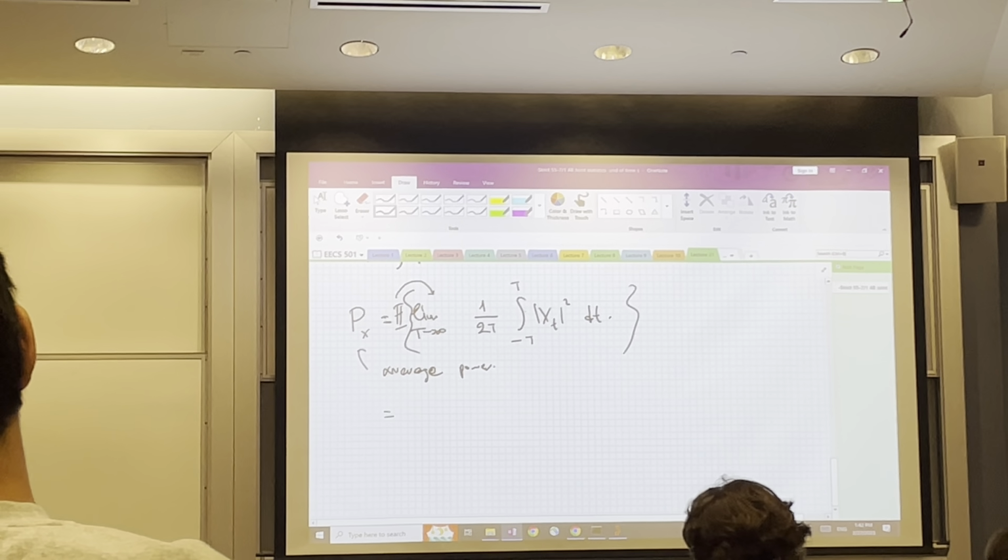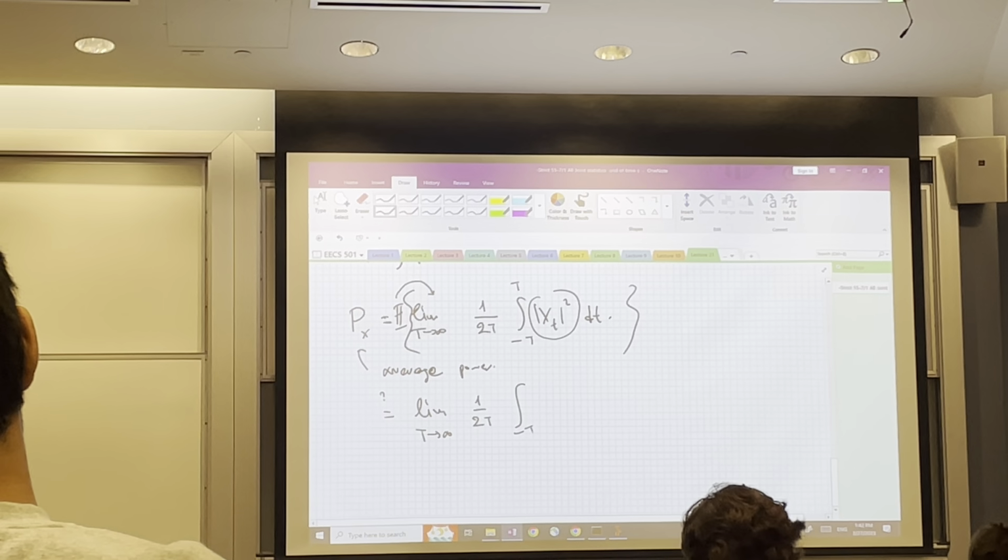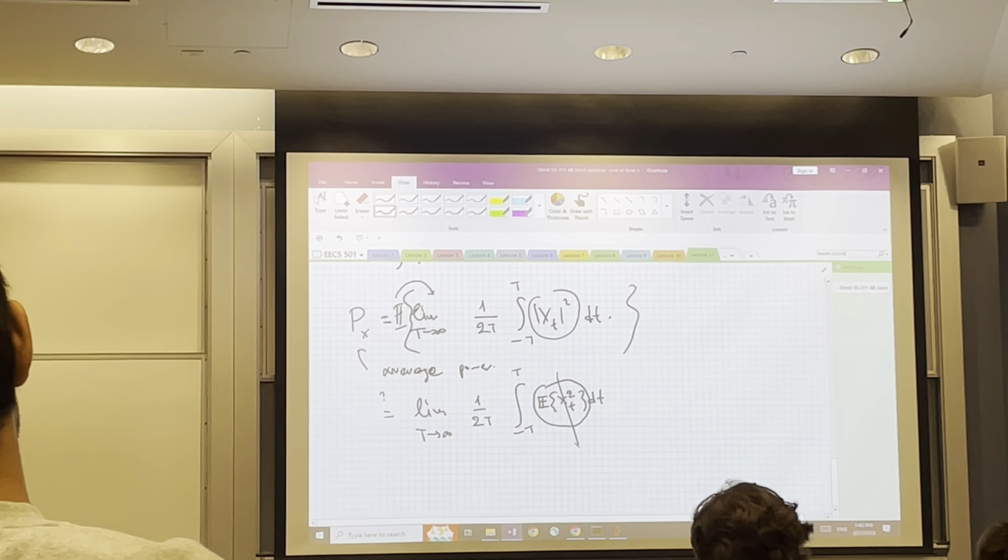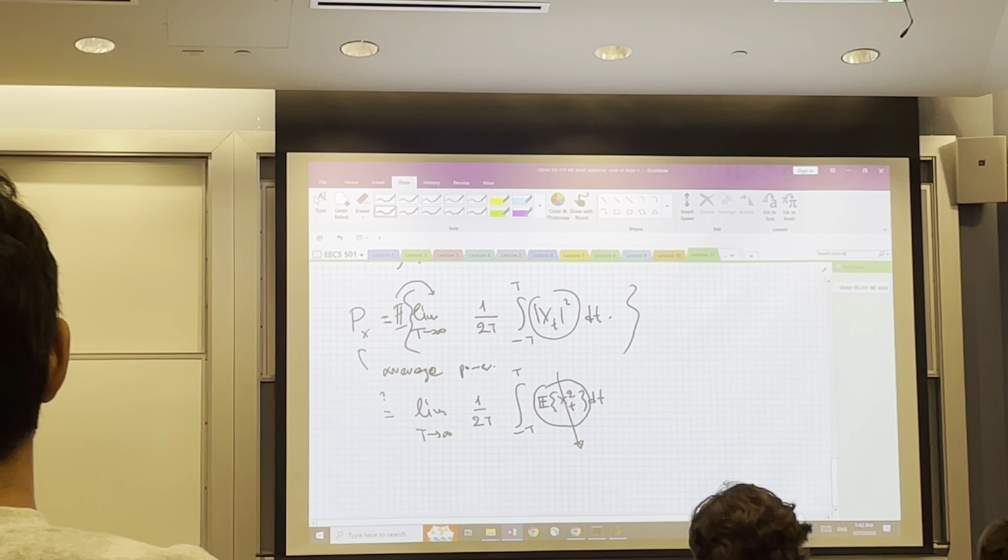I can push it inside the integral because of linearity of expectation, and it always will apply there. So let's see. This is going to be the limit, as t goes to infinity, suppose we can do it, of 1 over 2t, integral from minus t to t, mean of x of t squared dt, and let's say everything is real. What can I say about the mean of x of t squared? Can I relate it to the correlation function of x? Suppose x of t is wide-sense stationary.